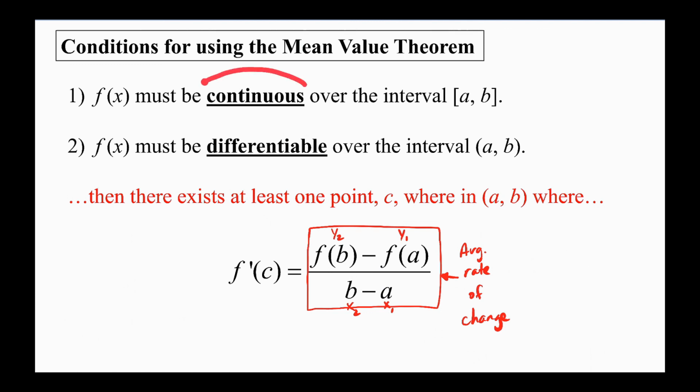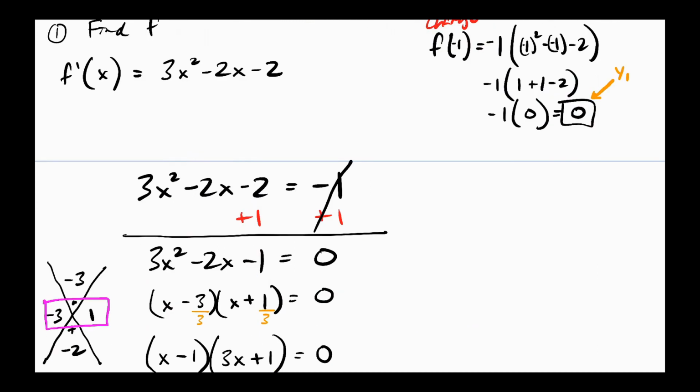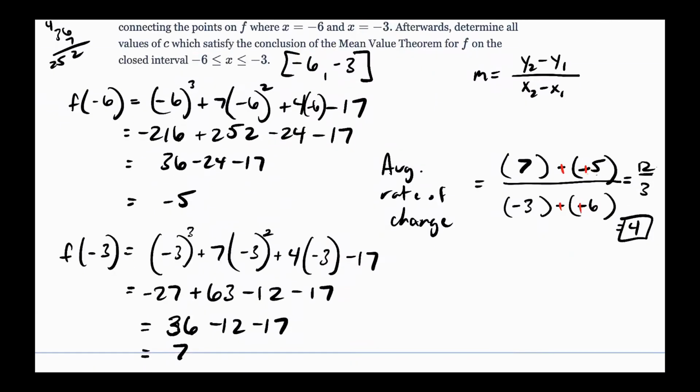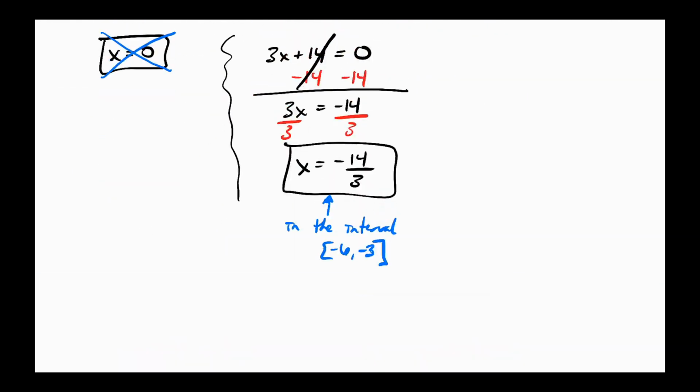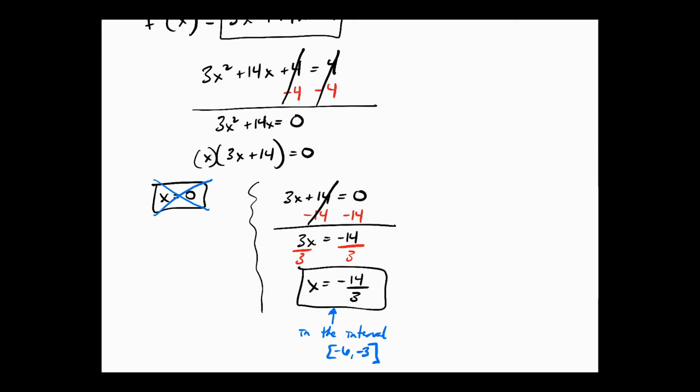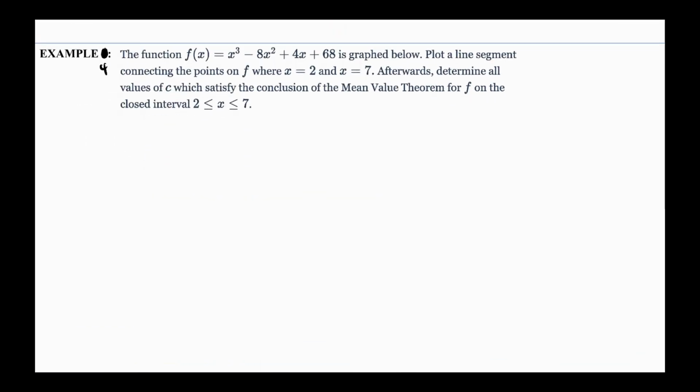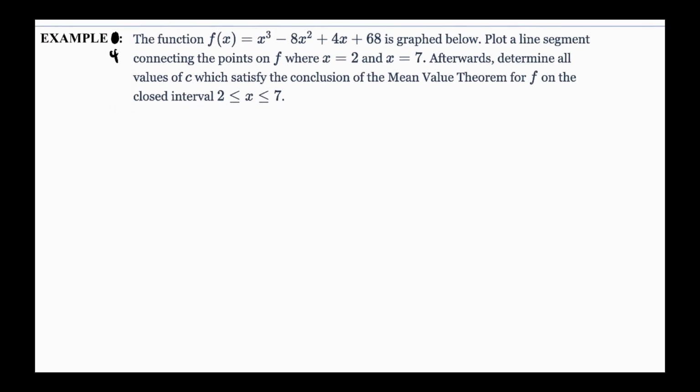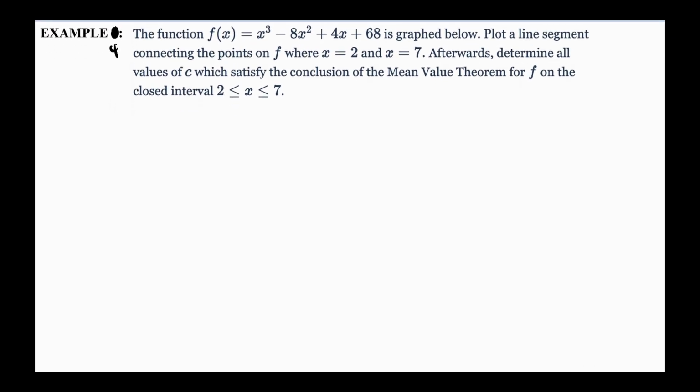So to figure out continuous, you find the limit of the original. For differentiable, you find the limit of its derivative. It's the same procedure, but for different equations. And nope, we don't have an issue. So there we go, negative 14 thirds. Okay, so I want you to do number 4 on your own. Do that right now. I'll give you about 5 to 7 minutes.